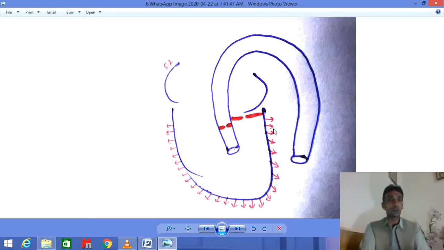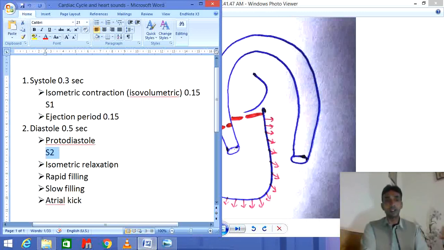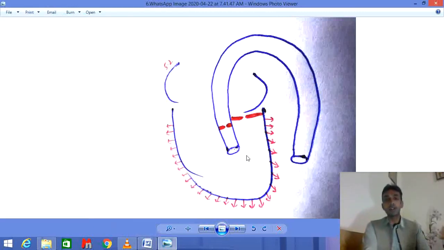The heart will go to its original position, and there is no forceful relaxation. This relaxation takes place automatically without the expenditure of energy, and without changing the volume of the blood in the ventricle. There is no change in volume. That is why this is called isometric relaxation. Isometric means isovolumetric, in which the volume of blood remains the same.